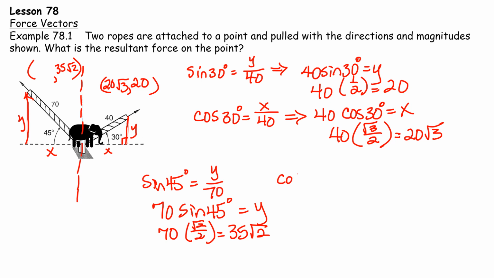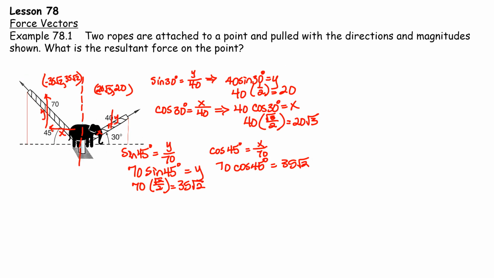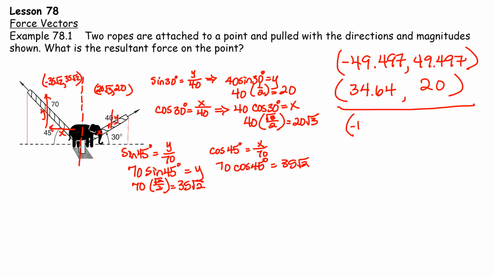All right, so cosine 45 is going to be x over the hypotenuse, adjacent over hypotenuse. Multiply both sides by 70, 35 square root of 2 again. So that is our x coordinate. And remember, in the second quadrant, x is negative because you're going to the left. So this is going to be negative 35 square root of 2. And since you have probably changed these to decimals, I'll just go ahead and do that too. So if we do that, we're going to get negative 14.86 and 69.50.